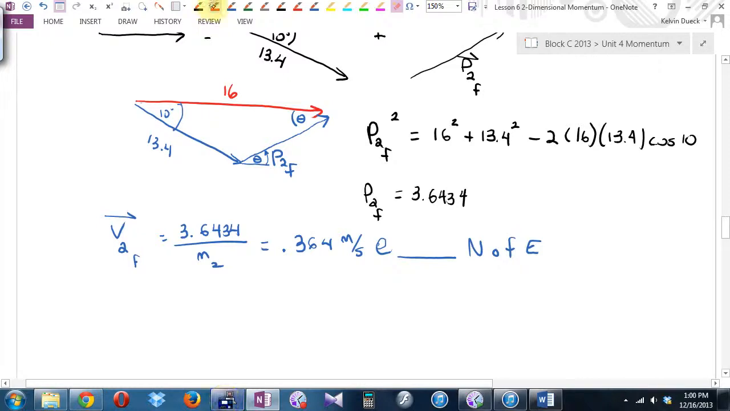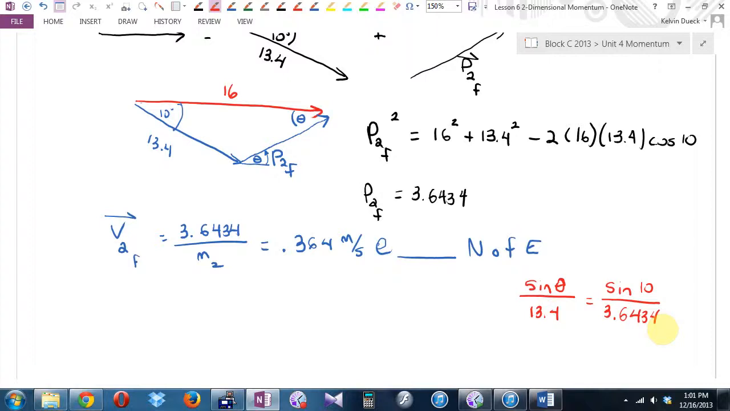So, I can go like this. The sine of theta over what's across from it, 13.4, equals the sine of 10 over what's across from it, 3.6434. This is the other reason I carried a few extra sig figs. I knew I was going to be using that momentum twice. So far, so good?